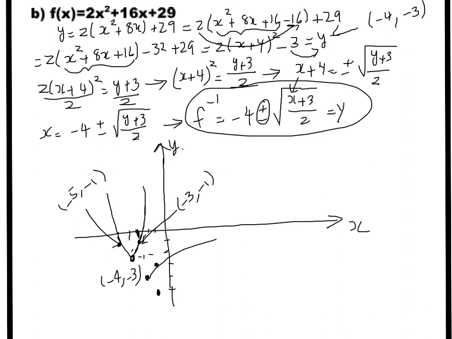So we connect them together and we get a graph like this one. And it's obvious from the graph that f minus 1 is not a function because it does not pass the vertical line test.